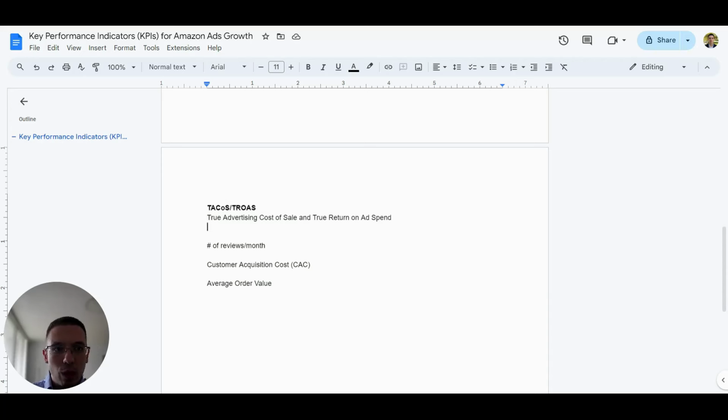With TACOS and TROAS, this is derived by taking your advertising spend divided by total sales, so organic and advertising sales. The goal of this metric is to see brand growth, to see sales velocity increase, because as I'm sure you guys know, or maybe not, getting sales on a keyword on Amazon, no matter how you get that sale, whether it's through advertising or organic, will increase your ranking for that keyword.